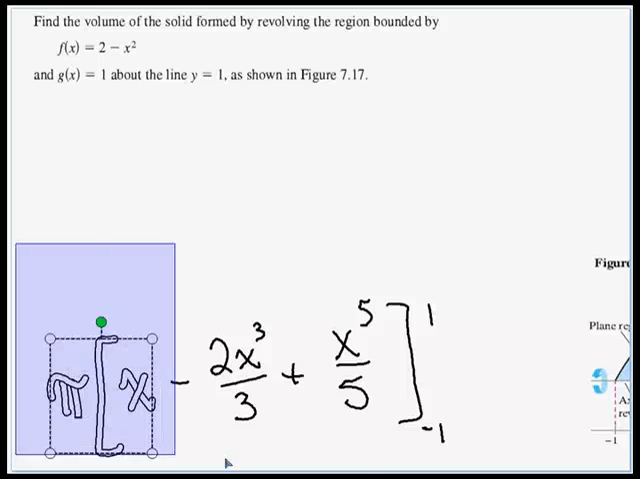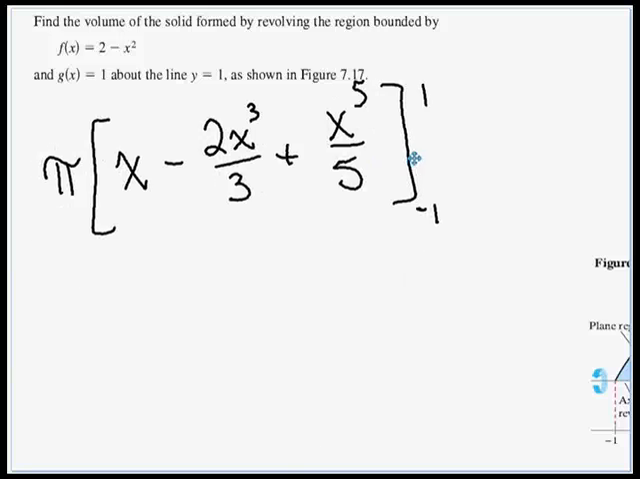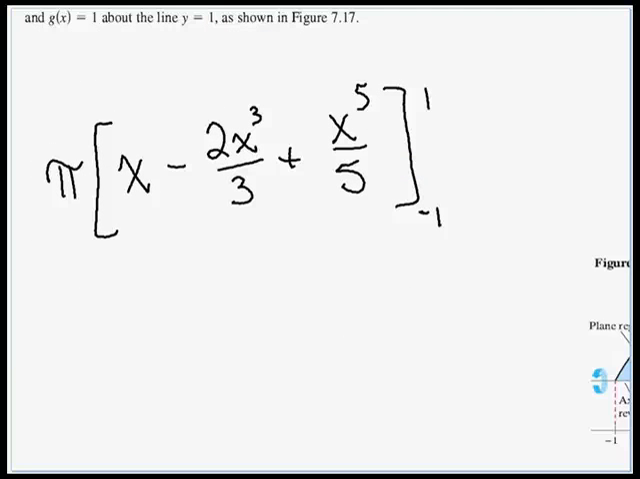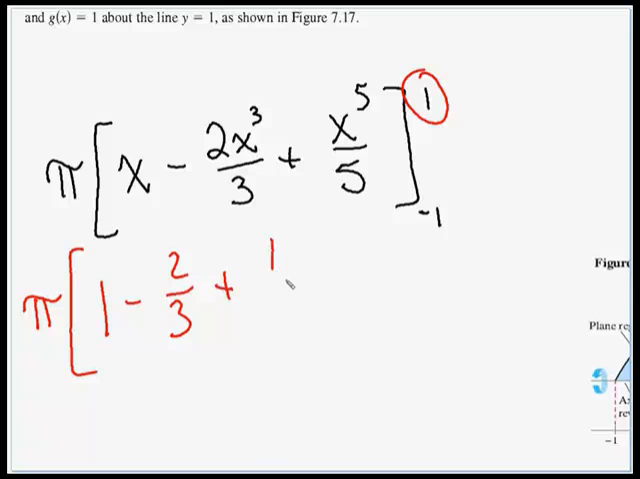So the actual running our upper and lower limits through there, the evaluation of this integral is not going to be bad because we have 1s and -1s. So we have our pi out front, and we drop a 1 in wherever we see an x. So we're going to first have 1 minus 2/3 plus a 5th. And then we are going to minus the lower limit ran through there.